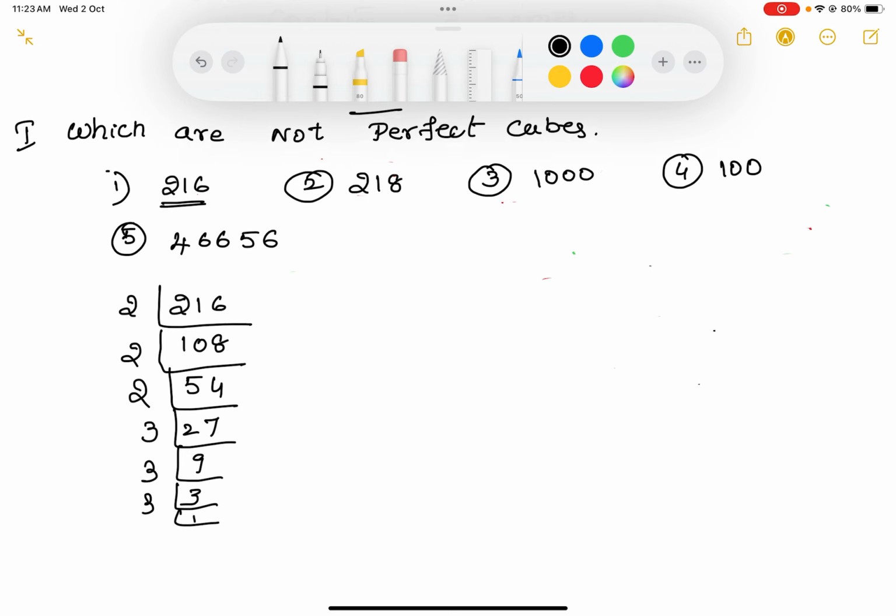So that gives you that 216 is given by 2 appearing 3 times, 2 cube, and 3 appearing 3 times. So now it's a combination of 2 cube and 3 cube. Therefore 216 is 2 into 3 the whole cube. So that means it is 6 cube.